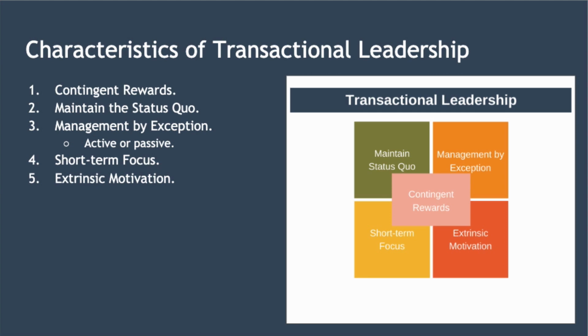Now, the third characteristic is management by exception, meaning they only get involved when their subordinates' work deviates from what has been agreed upon. Now, each transactional leader can manage by exception in one of two ways, either actively or passively. Actively means they will closely monitor the work of subordinates as it is being done and take immediate corrective action as soon as something appears wrong. Passive transactional leaders, on the other hand, don't monitor work as it happens, but instead take corrective action only once issues have been brought to their attention.